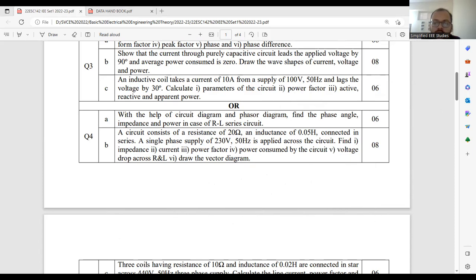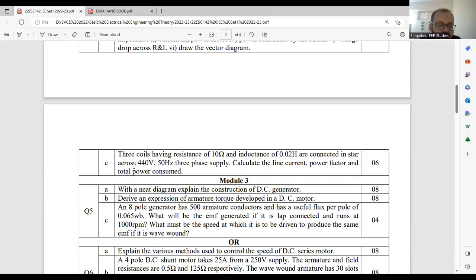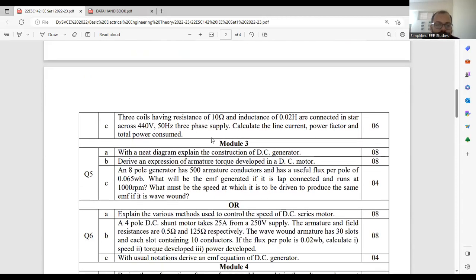So I'll be showing you another question. Let me display another question. Three coils having a resistance of 10 ohm and inductance of 0.02 Henry are connected in star connection across a 440 volt, 50 hertz, 3-phase supply. Calculate the line current, power factor, and the total power consumed. Very simple question. You can refer to the data handbook first. This is the way how to solve.